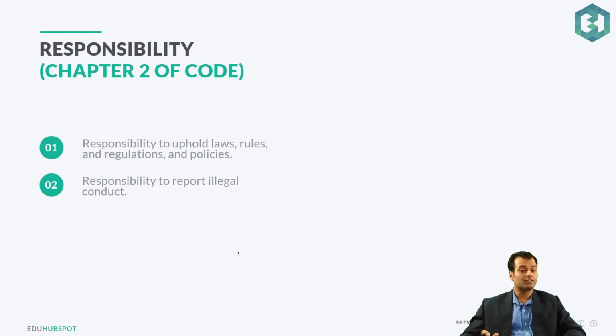Chapter 2 is responsibility. Responsibility to uphold laws, rules, regulations and policies. Responsibility to report illegal conduct. If you see something going wrong, you should be the first one to go against it. You should be the first one to complain to the necessary authorities about it. And if you travel to a different country, make sure you are upholding the laws, rules and regulations of that particular country. You need to respect those laws.